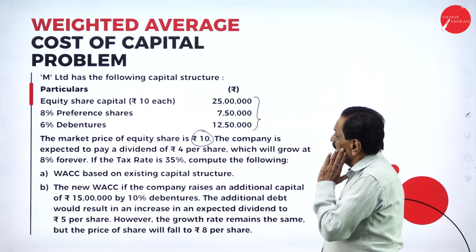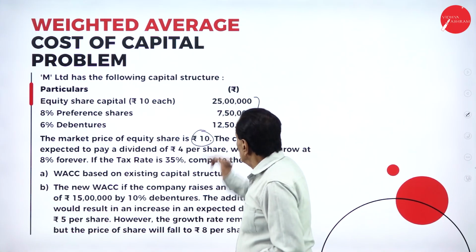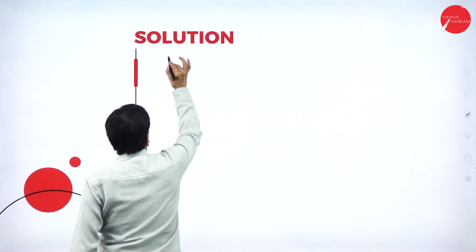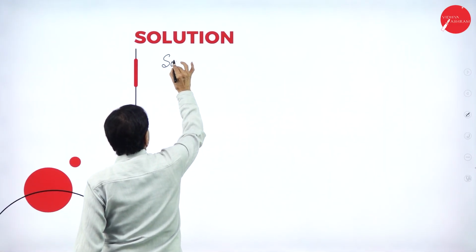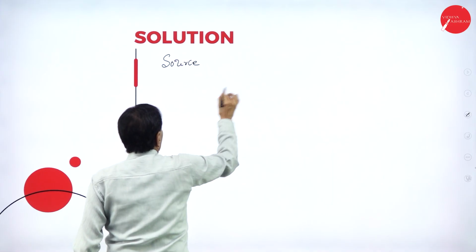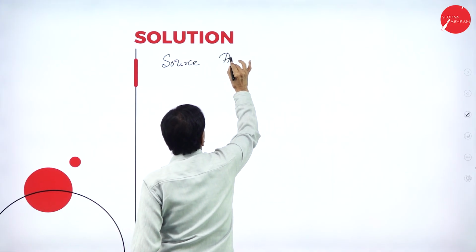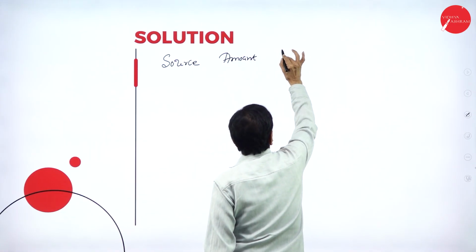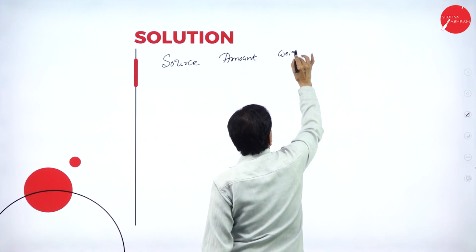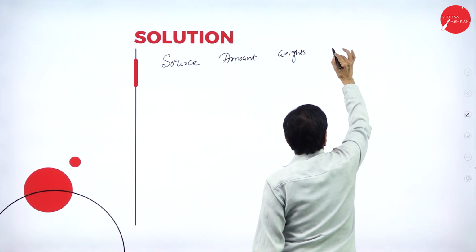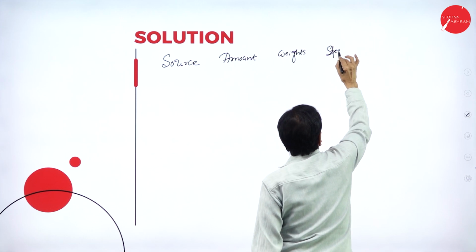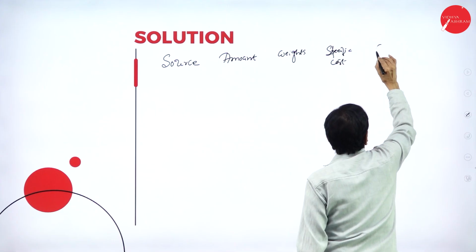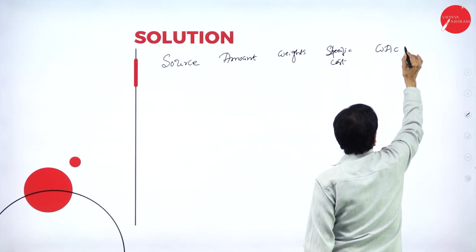Your existing capital structure is there. First, you have to give the weights for them. Then you have to find, I will give the format. Source, amount, weights, specific cost, weighted average cost of capital.